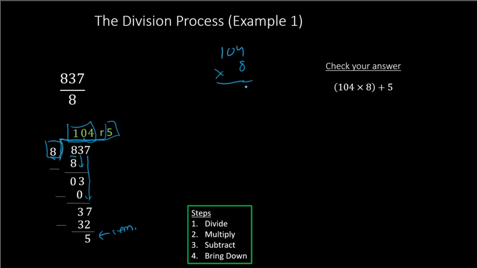8 times 4 is 32. So take the 2, carry the 3. 8 times 0 is 0, plus the 3 is 3. And then 8 times 1 is 8. So what we have is 832 plus 5, which gives you 837. So notice that we have the same answer that we have over here. Those are the same numbers. So because of that, we have confirmed that our solution was correct. Your answer is indeed 104 with a remainder of 5.